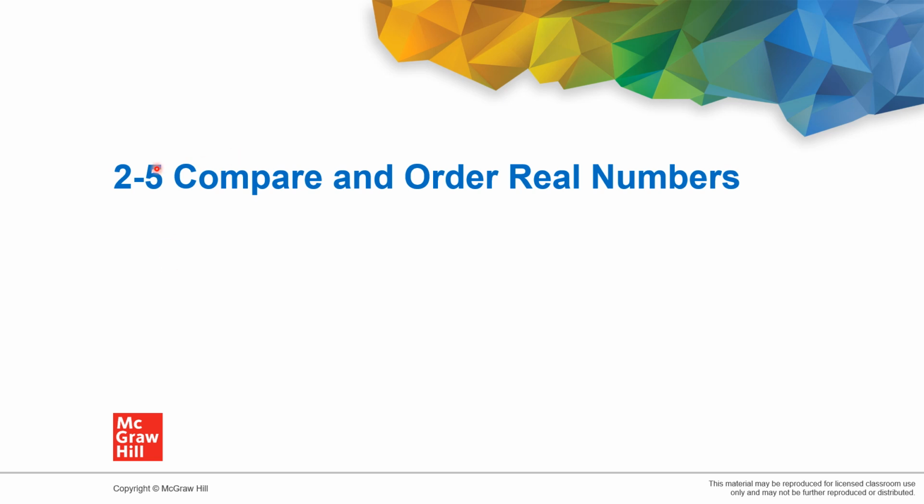Class. Today we're going to talk about 2-5, and we're going to compare and order real numbers. The learning intention is going to be able to compare real numbers, right? Compare one number to another number, and we're going to know we have got it when you can convert real numbers to decimals and then plot them correctly on a number line. Let's see what that looks like.